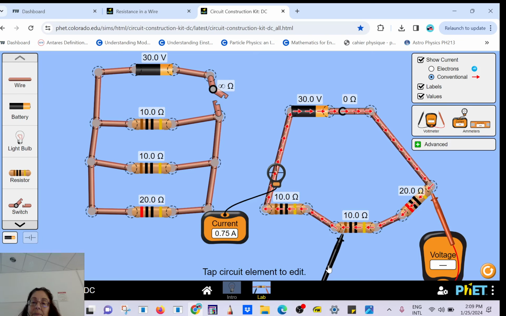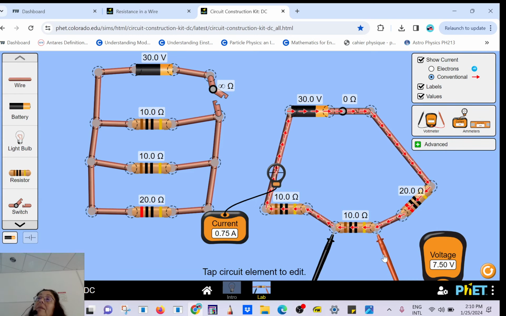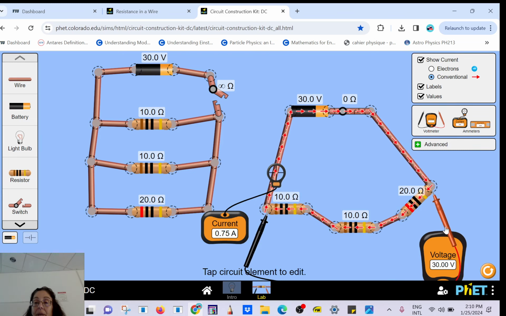And then I'm going to measure here. What do you expect? Across this one, what do you expect? 7.5 exactly. So 15, 7.5. How much is it here? 7.5. So when you add them together, it's going to be 30 volts. But each one of them is not happy because it doesn't get the 30 volts that it wants. And plus it doesn't get the current that it wants. Okay?